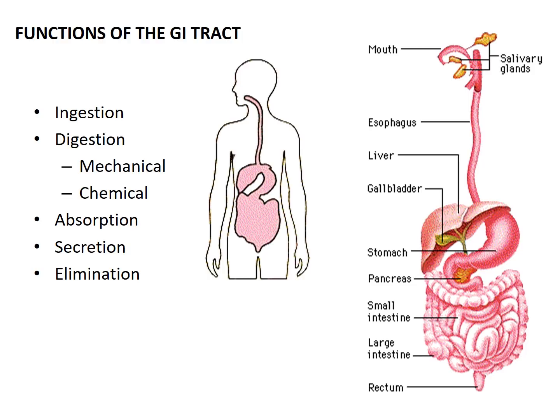All along the GI tract, we are putting products into the lumen. That's referred to as secretion. And then eventually, those ingested products which are not absorbed are going to come out. So we have to talk about elimination as well.